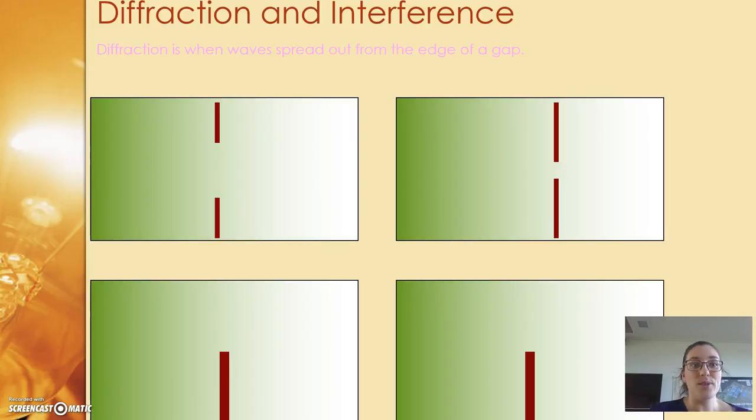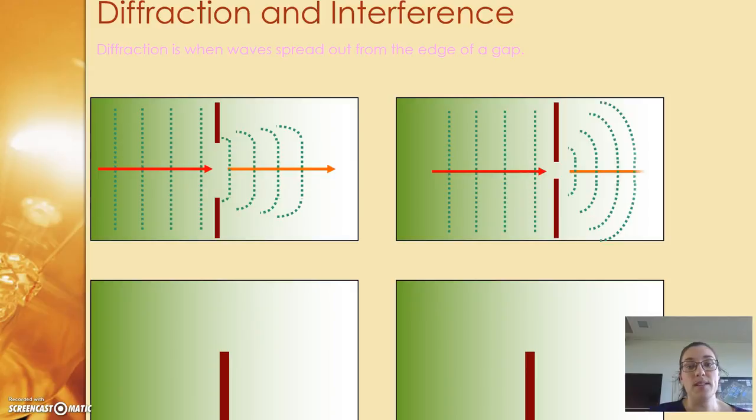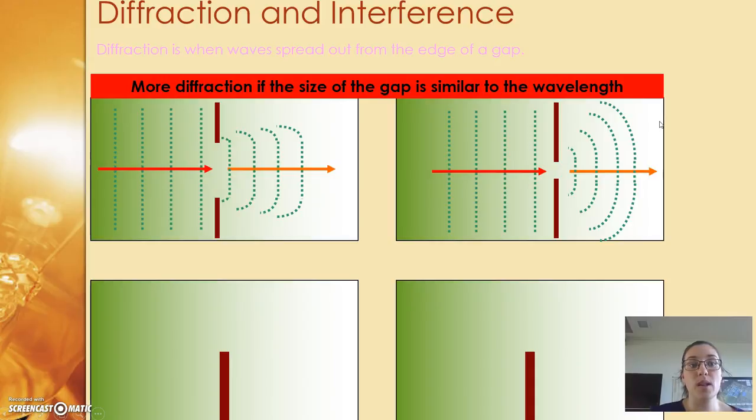So diffraction is when waves spread out from the edge of a gap, and we've had a look at this already. If it goes through a gap, we can see it bend. The more closely related the wavelength of the wave and the size of the gap, the more it's going to bend. So if they're really similar, we'll get more diffraction.